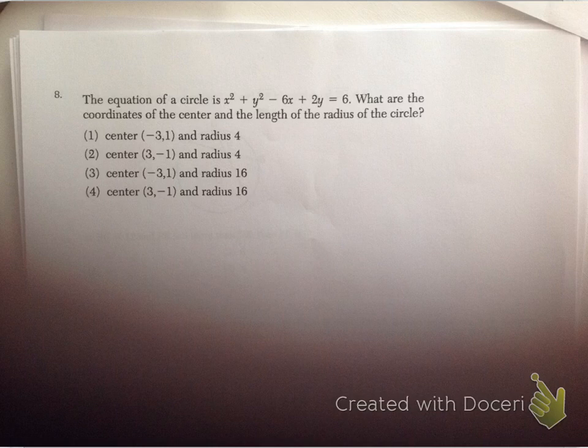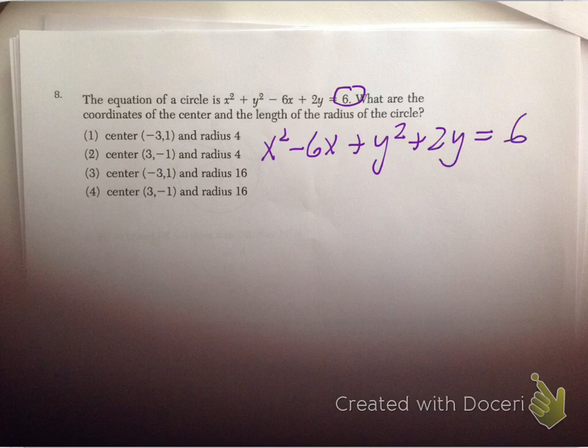Okay, here's number 8. So we're given this equation of a circle in a bad form, and we want to change the form. So the first thing we're going to do is move the constant over to the right side, but they already did that for us, so we don't have to do that. The next thing we're going to do is group our x and y terms together. So we're going to have x squared minus 6x plus y squared plus 2y equals 6. Okay, if there was a coefficient in front of the x squared and the y squared, we would divide by that coefficient, but there's not.